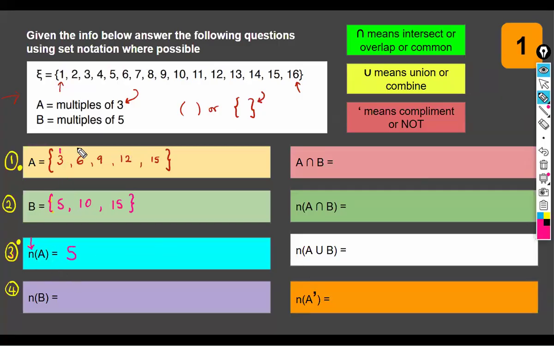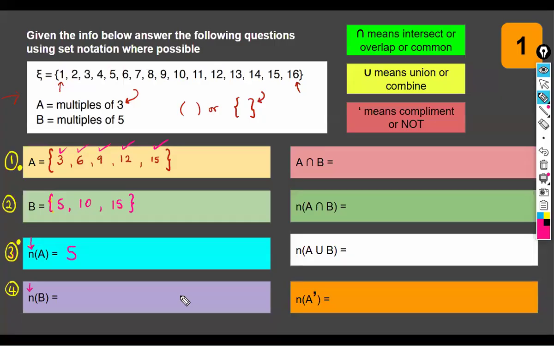Doesn't it have 1, 2, 3, 4, 5 elements in the answer? So they just want you to put a 5. And you don't have to put any commas and no brackets. It's just N of A is equal to 5. So when you see the letter N on the outside and the letter in the brackets, that means they want you to count up how many answers you got.